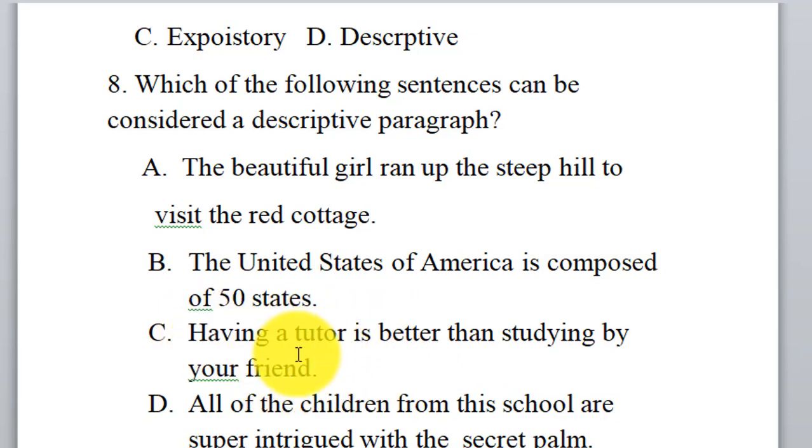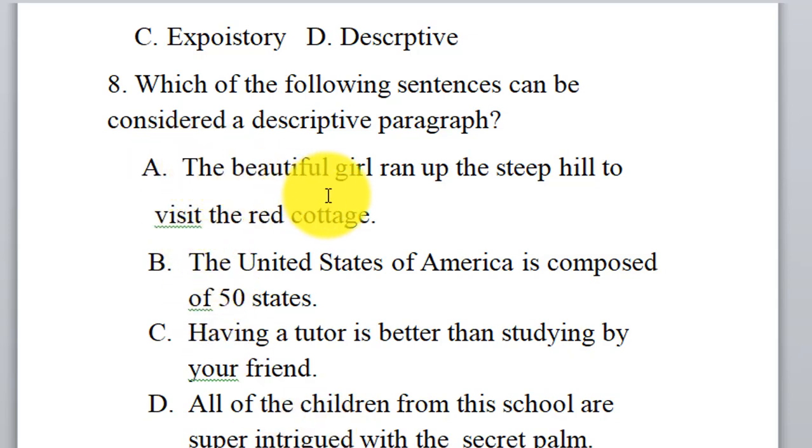Having a tutor is better than studying by your friend. There are two debatable ideas: having a tutor and studying by your friend. Argumentative, not descriptive. All of the children from this school are super intrigued with the secret palm. This is not a kind of descriptive. So the answer is what?